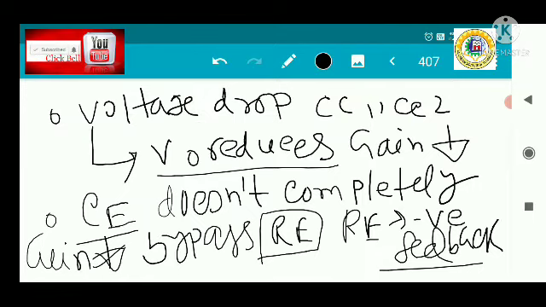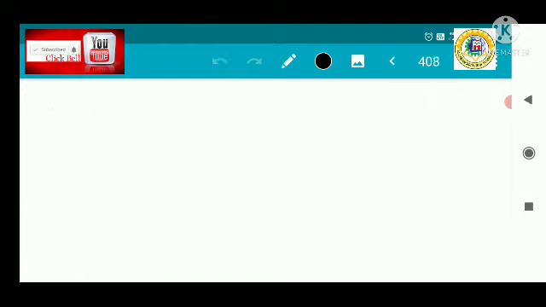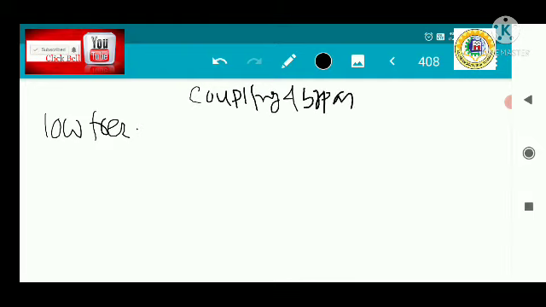Next we will consider the different frequency ranges of the capacitances we have discussed, which capacitances we consider and which we do not at different frequencies. So the frequency range and their capacitances. At low frequency there are the coupling and bypass capacitances. Next is the parasitic capacitance. Parasitic capacitance is inside the device.